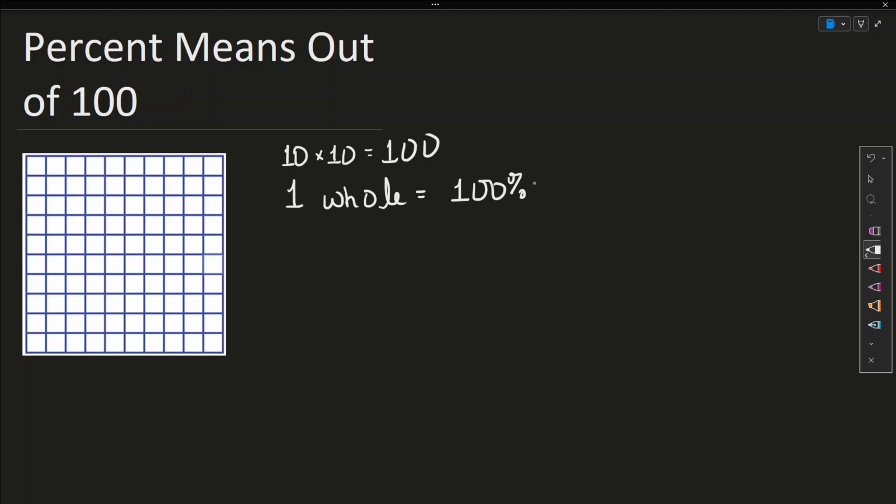Each small square is one part out of 100, so each small square represents 1%. This is where the word percent comes from. Percent means per 100, or out of 100.